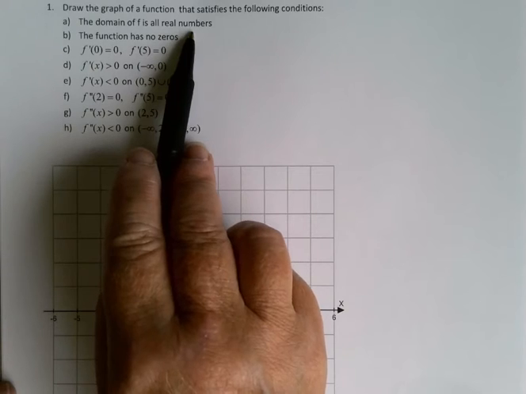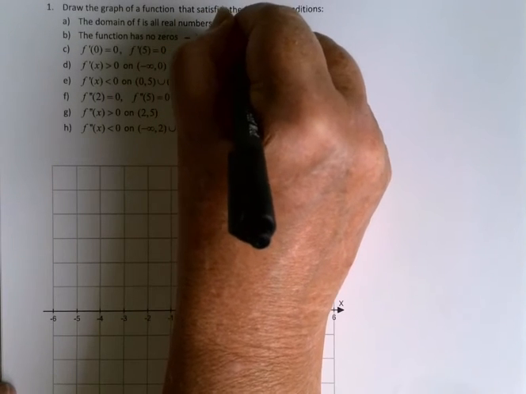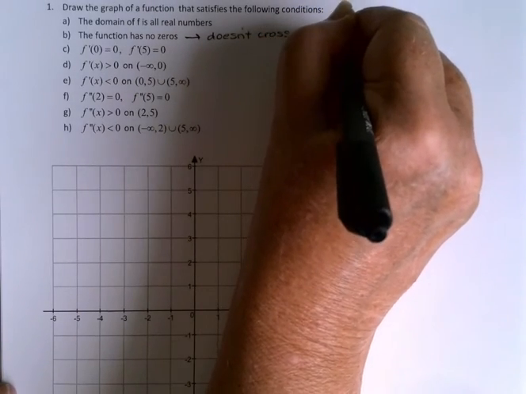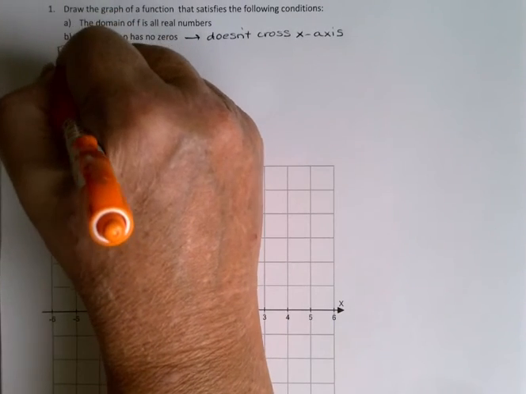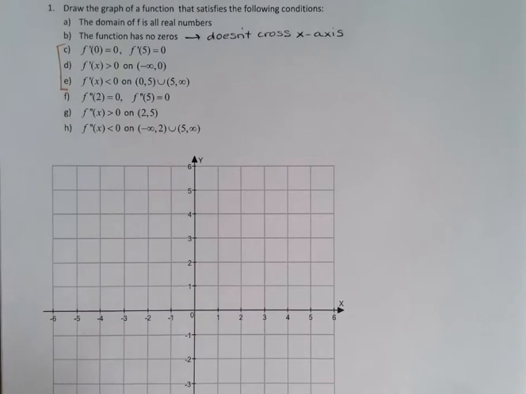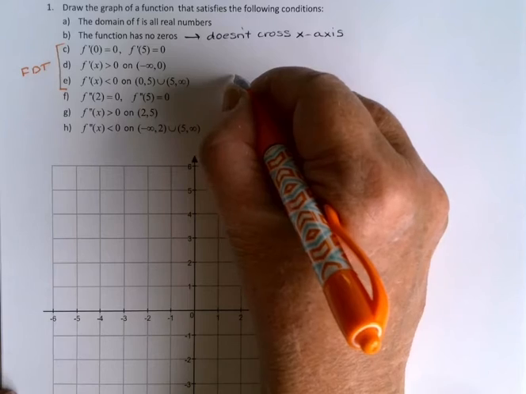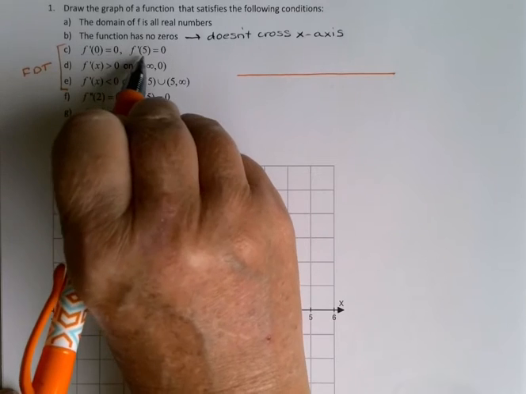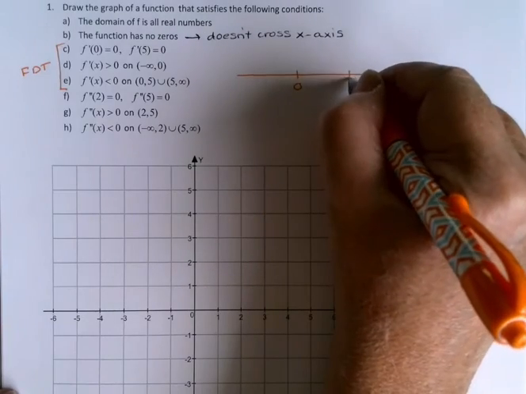So the domain is all real numbers, and the function has no zeros, so it doesn't cross the x-axis. All right, take a look at the next three bullet points, C, D, and E. They're all about the first derivative. So this is really my first derivative test right here. I'm going to make my little information like I always do. And I'm going to say that the critical values would be 0 and 5. f'(0) is 0, and f'(5) is 0.